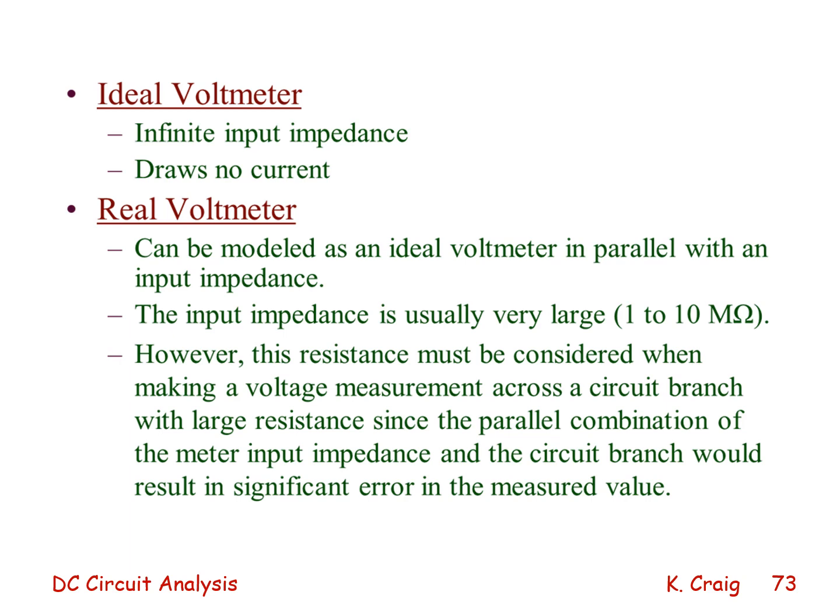Let's turn our attention to meters. An ideal voltmeter has infinite input impedance. It draws no current. A real voltmeter can be modeled as an ideal voltmeter in parallel with an input impedance. The input impedance is usually very large, 1 to 10 megaohms. However, this resistance must be considered when making a voltage measurement across a circuit branch with large resistance, since the parallel combination of the meter input impedance and the circuit branch would result in significant error in the measured value.